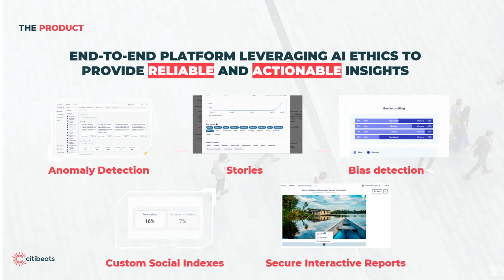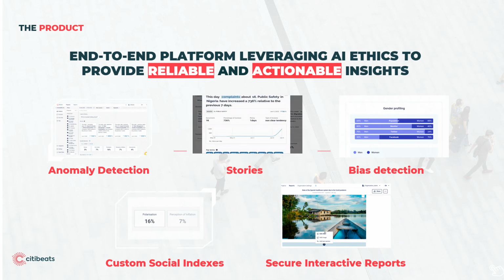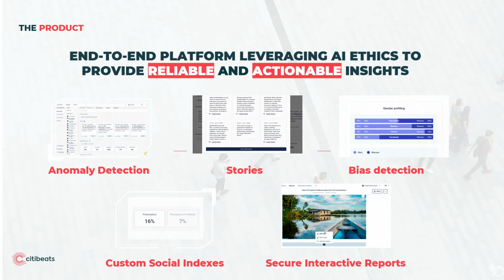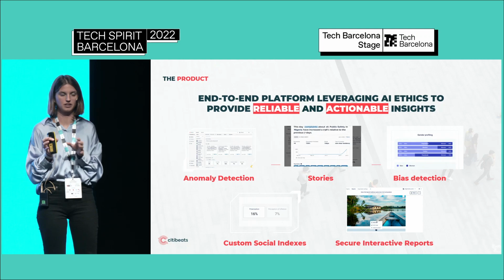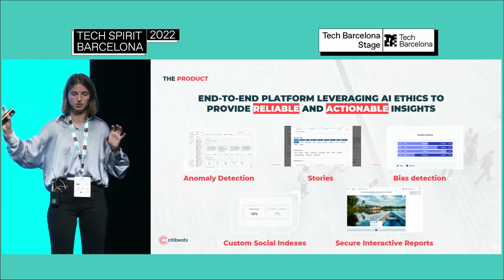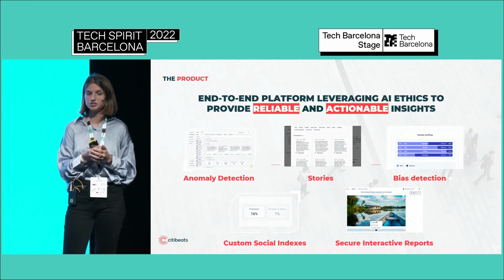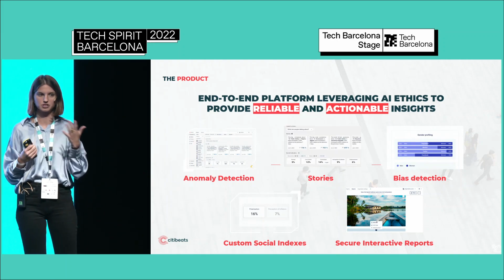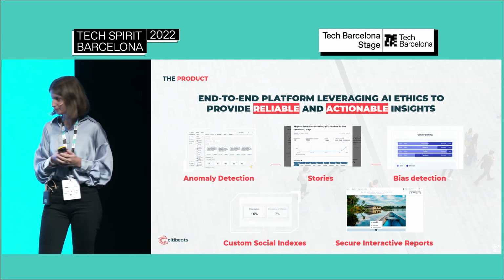You can understand what kind of anomalies are emerging based on unusual changes in the conversation. You can detect, well, the biases in the data. You can also detect some social indexes, like, for example, is the conversation polarized? Are people talking a lot about one topic and someone totally different? What's the perception of inflation? What's the level of distrust or civic unrest in our society?